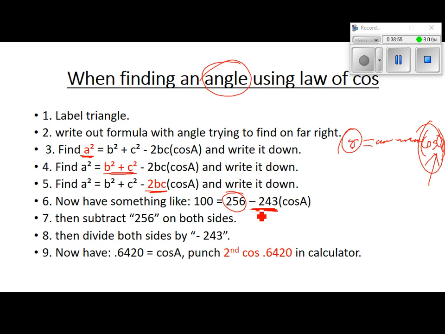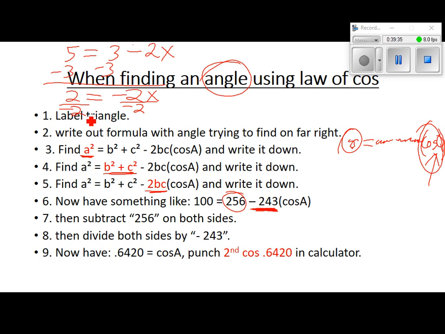Yeah, question? So, wait, explain that again. So it's just like solving this. If we had 5 equals 3 minus 2x, what would you do first? Subtract the 3. You end up with 2 equals negative 2x. And then the next step would be to divide both sides by the negative 2, and that would give you x, right? So you're doing the same thing here. You're subtracting this number, and then dividing by that number.